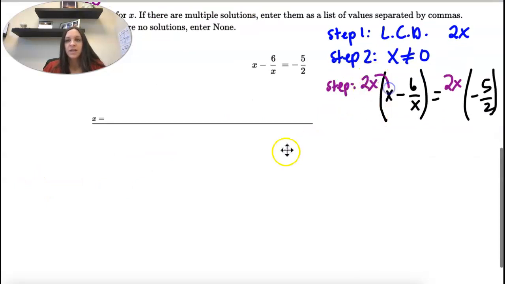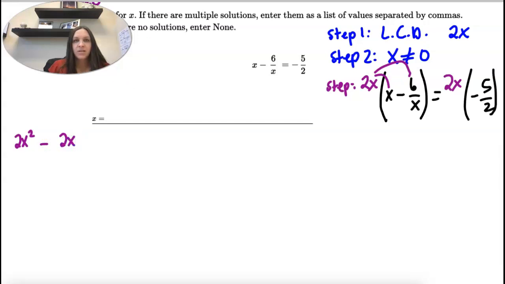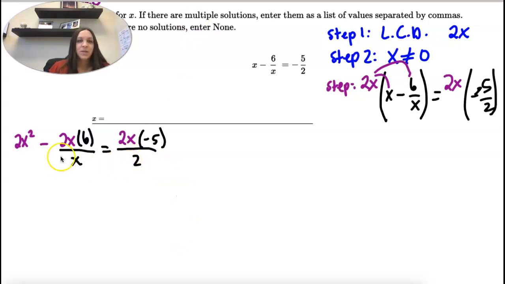So 2x times x is 2x squared. Then we have minus, and then this 2x goes on the numerator with the 6 over x equals, and then we have 2x, and I'm going to bring this negative up with the 5. So we have it with negative 5 and then 2 down here. So what that does is it gets rid of our fractions. The x's cancel out here and the 2's cancel out here.